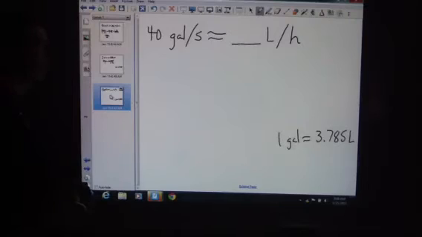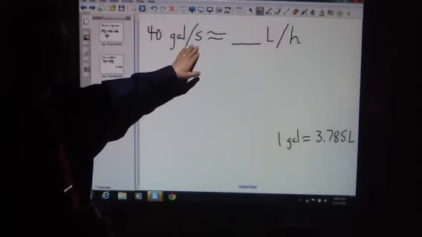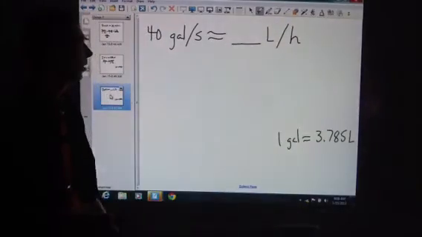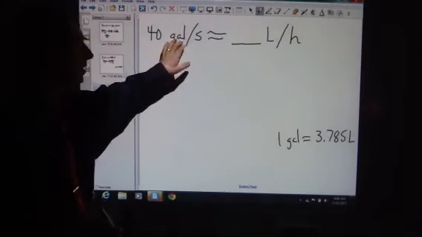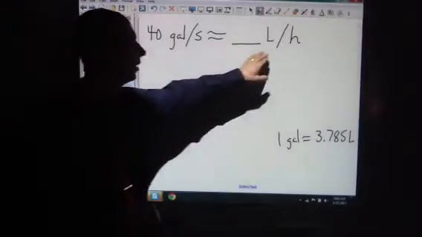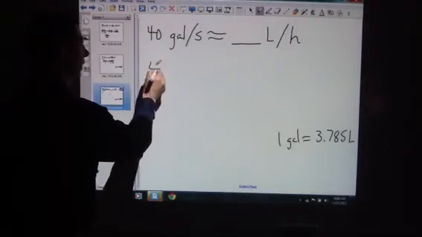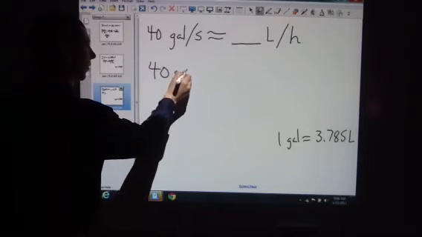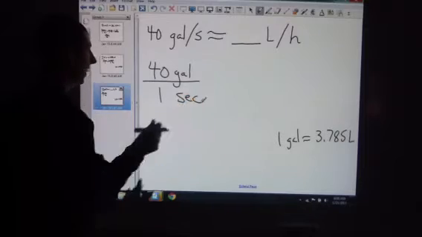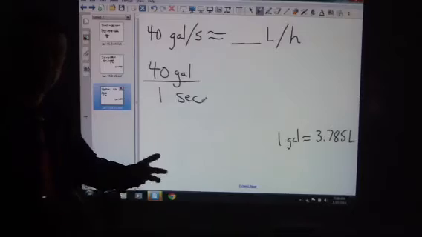Okay, let's look at one more. This one is 40 gallons per second, and we want to find out approximately how many liters per hour that is. We're going from gallons to liters, that's why it's an approximate. Gallons is in our system, liters is in the metric system. We started off the same way as the very first problem: 40 gallons over 1 second. That's what 40 gallons per second means.